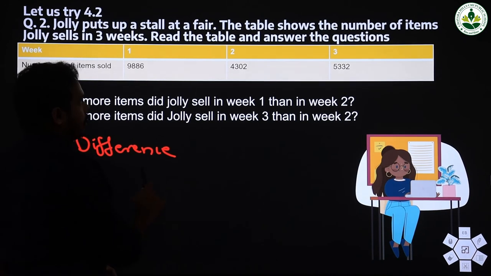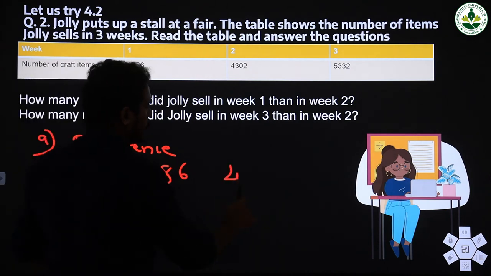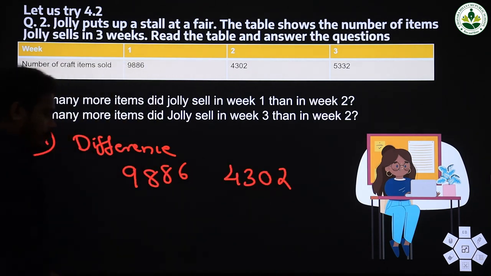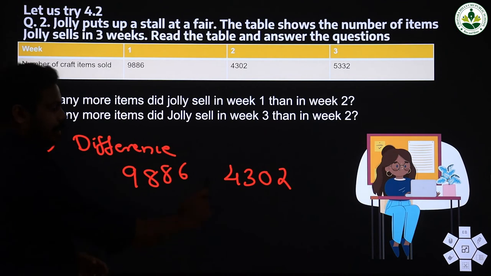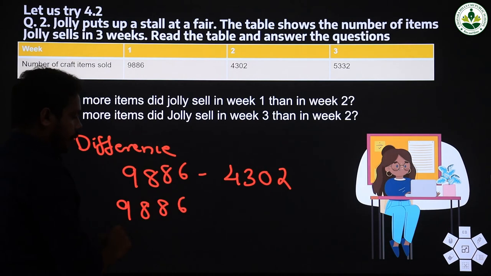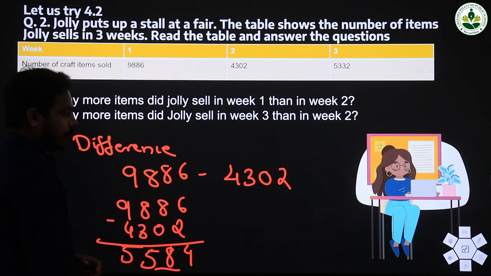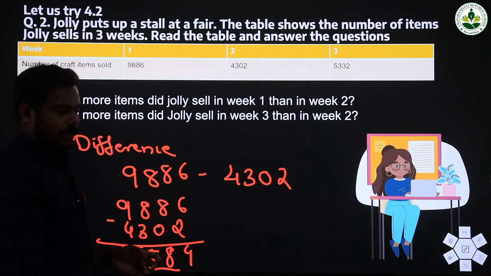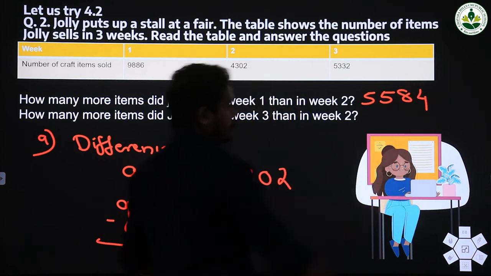Week 1, that is 9,886 items, and week 2, 4,302 items. How many more items did she sell in week 1 than week 2? That is, we need to find the difference. 9,886 minus 4,302. 6 minus 2, 4. 8 minus 0, 8. 8 minus 3, 5. 9 minus 4, 5. So the difference between these 2 weeks is 5,584. That is the answer.